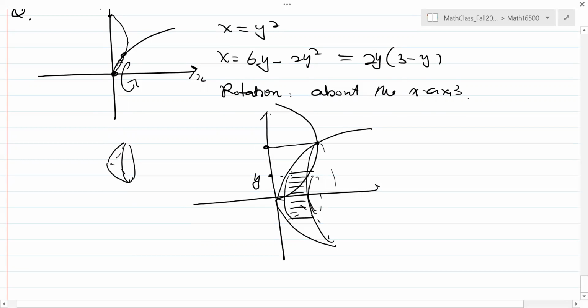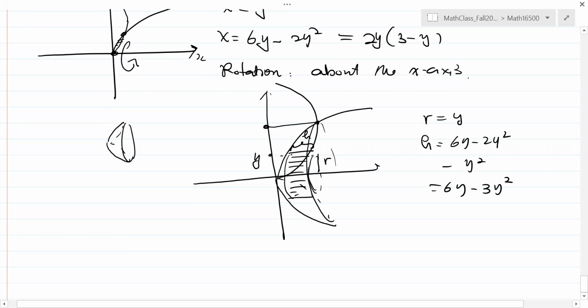So the h and r. So r is going to be y, clear. But h is going to be the difference of these two x values. Which one's on the right hand side? The parabola, so 6y minus 2y squared. Which one's on the left side? This parabola, okay? So y squared is going to be 6y minus 3y squared. This is h.